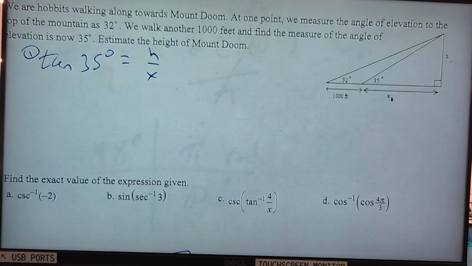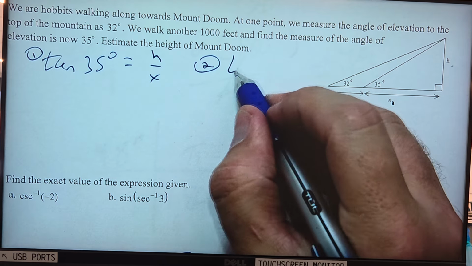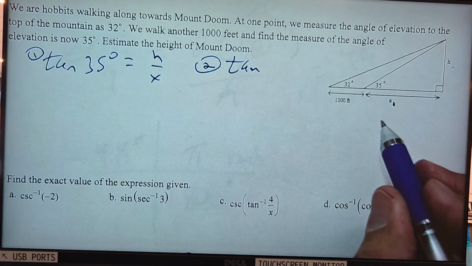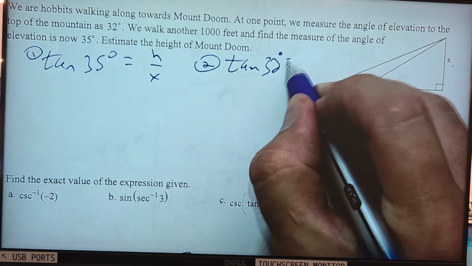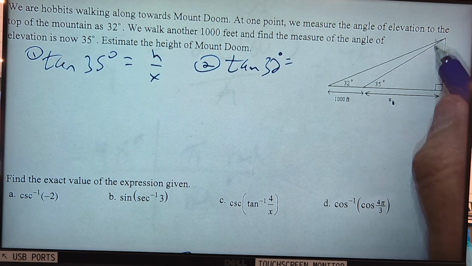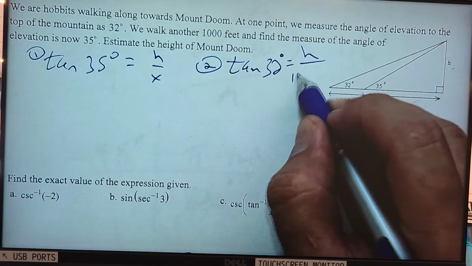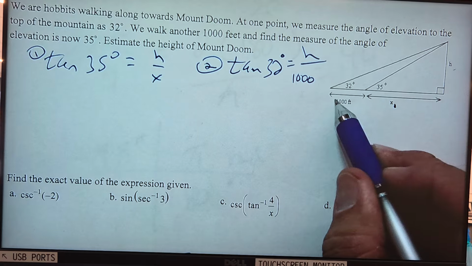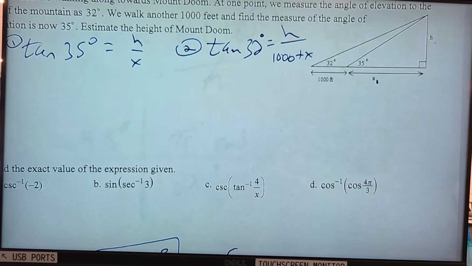So if I look at the bigger right triangle, can I write a similar thing? Yep. Tangent of what angle's in the bigger right triangle? 32. Tangent of 32 equals H over. The big mistake I see is somebody says H over 1,000. That doesn't make sense because that's not in any right triangle. H over, yes, 1,000 plus X, or X plus 1,000.